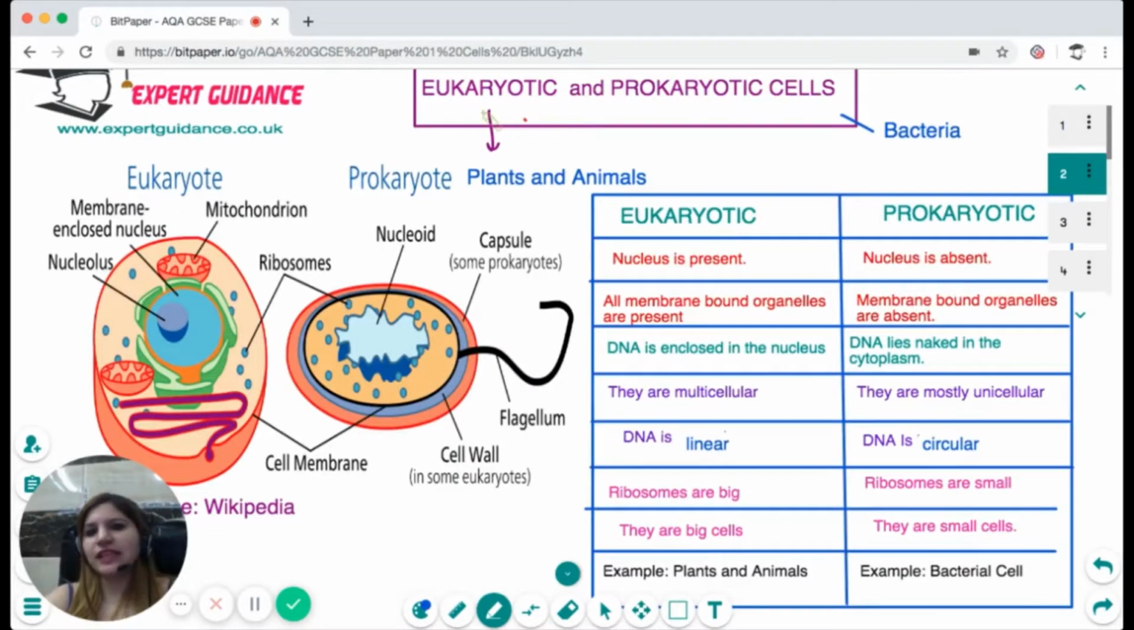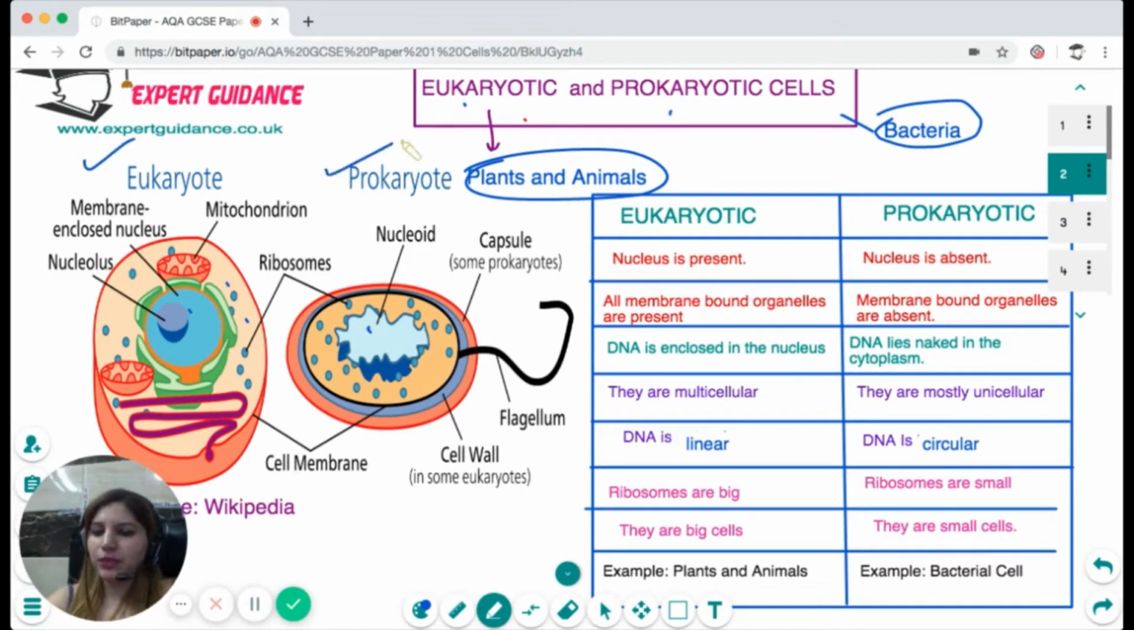Now, the first thing we need to know is what is the difference between a eukaryotic and a prokaryotic cell. A prokaryotic cell is a bacteria and eukaryotic cells are plants and animals. If you see in this diagram, there is a eukaryotic cell and a prokaryotic cell. The first basic difference between the two is the presence of this structure called the nucleus. The nucleus is present in a eukaryotic cell, but in a prokaryotic cell, the nucleus is absent.